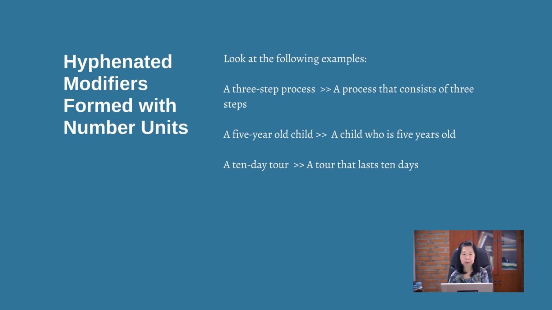A 5-year-old child becomes a child who is 5 years old. This is also another number unit. A 10-day tour is a tour that lasts 10 days. This is also another number unit.